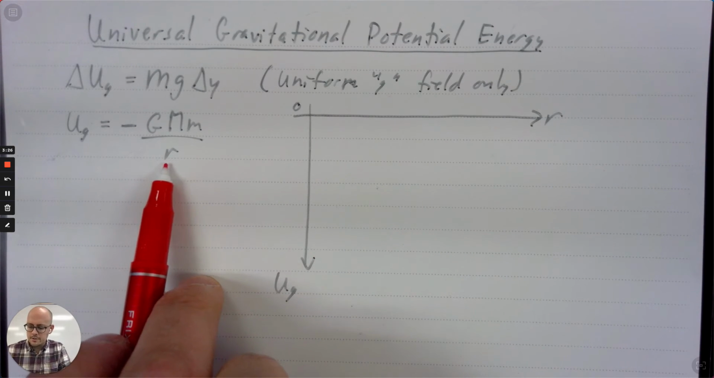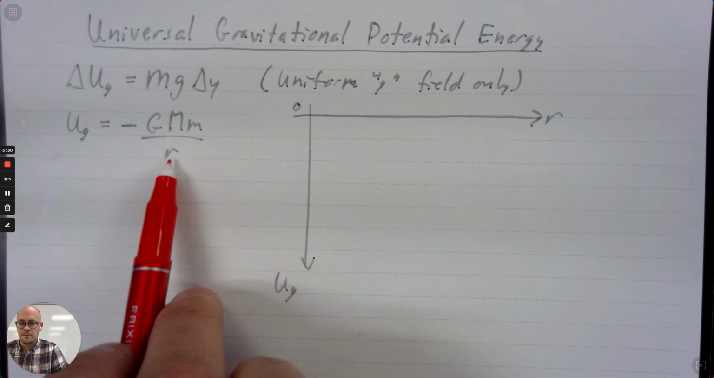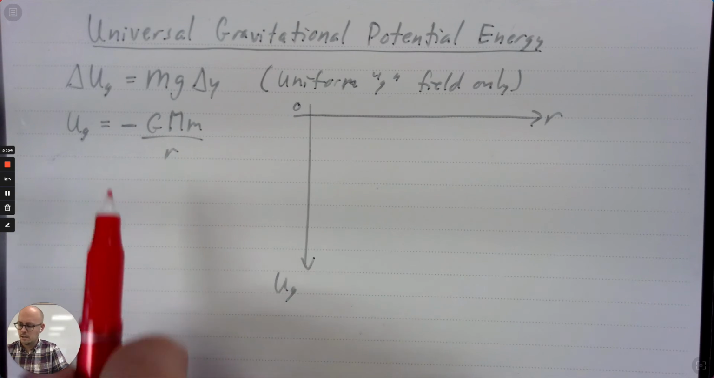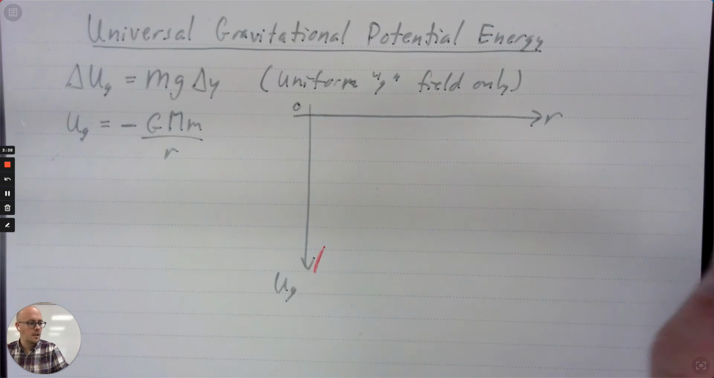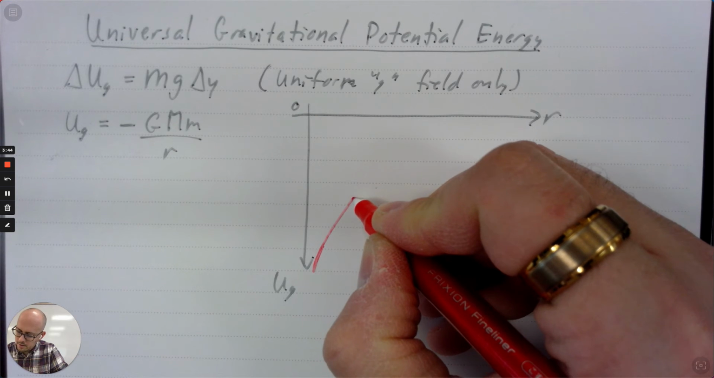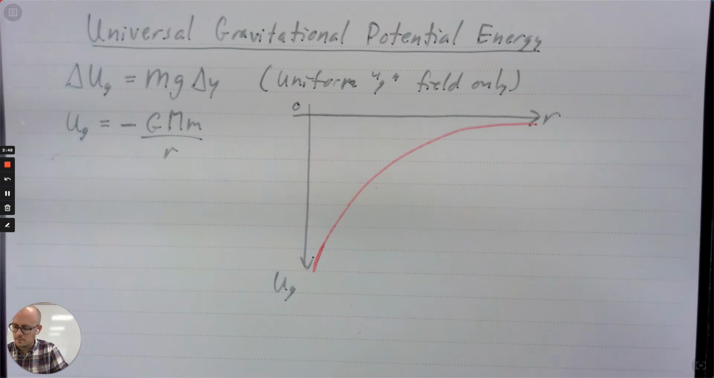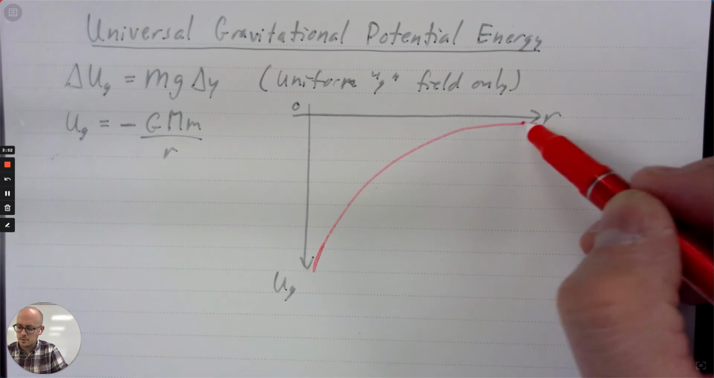If r is a very, very small number, then this fraction will have a very, very large value. And because it's negative, it will have a very, very large negative value. So the graph kind of starts like this. And then as r gets larger, we see that there's an inverse relationship between r and gravitational potential energy. So the graph starts to do this. There is an asymptote on the y-axis and an asymptote on the x-axis.